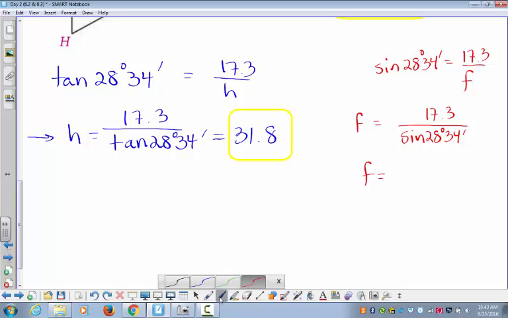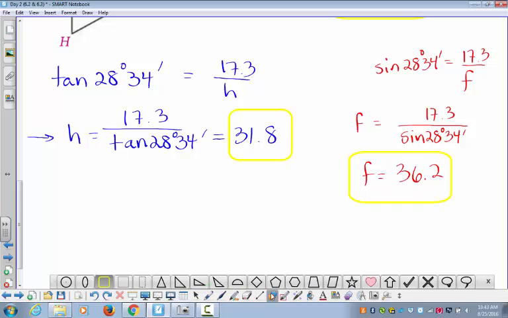So however you want to do it. You certainly can type it all in directly, 17.3 divided by sine. Lots of different ways. Whatever you prefer. All right, and I'm getting 36.2 to the nearest tenth. Do we have any confirmation?